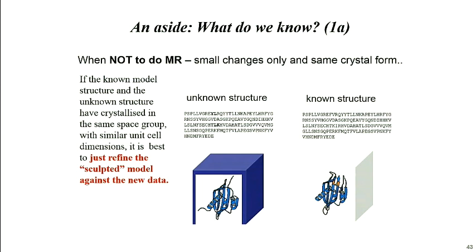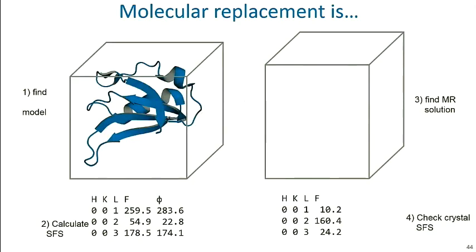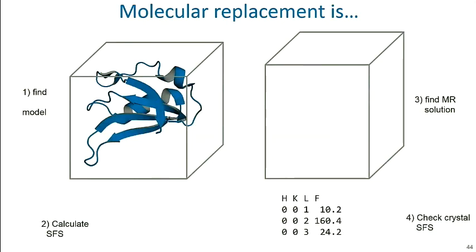This is an aside. Please, if you find that your new crystal is almost identical to something that's a model that's already there, in the same cell dimensions and the same space group, don't do molecular replacement. Just take your model and start refining it, because otherwise you'll find it's on a different origin and you'll give yourself a terrible headache later on. So if it's in the same space group, this is not molecular replacement, it's just a refinement problem.